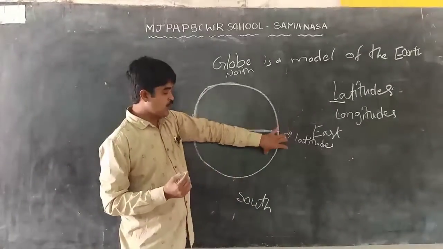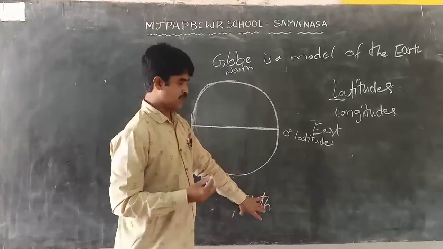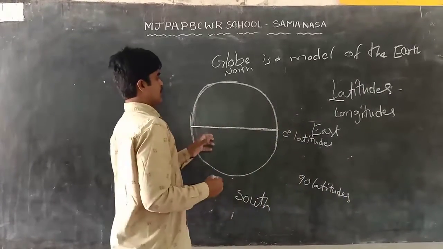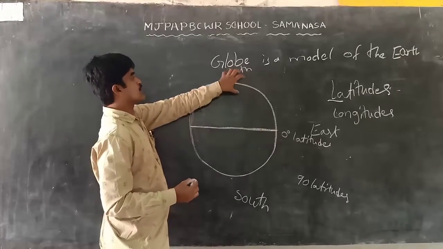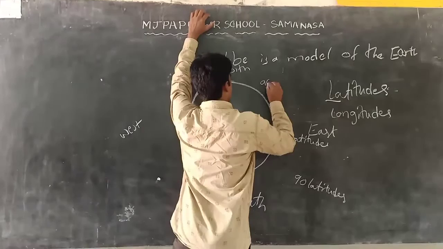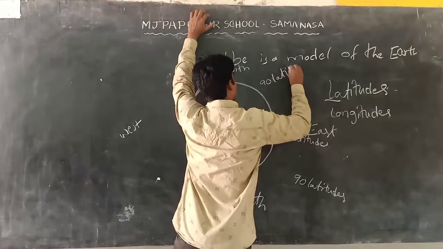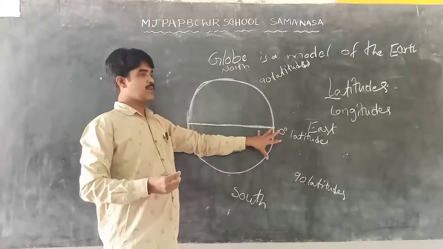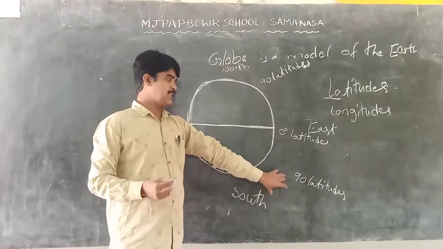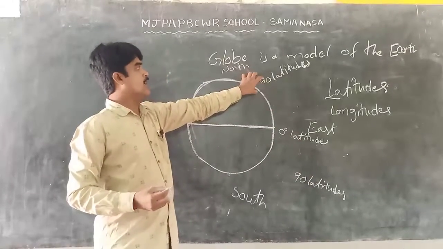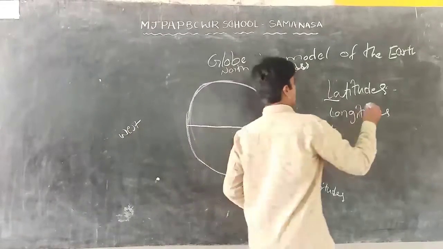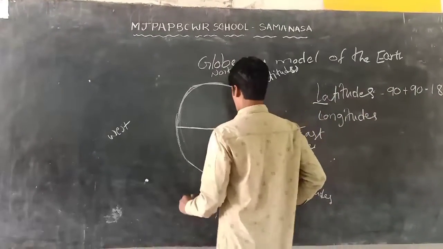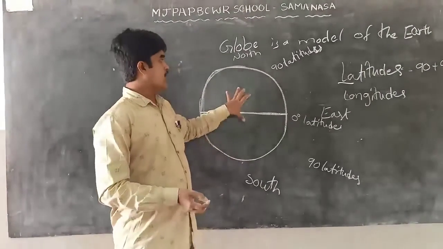From 0 degree latitude towards the south side, there are 90 latitudes. In the same way, from 0 degree latitude towards the north side, there are 90 latitudes. So 90 plus 90 equals 180 latitudes. So we have 180 latitudes on our globe.